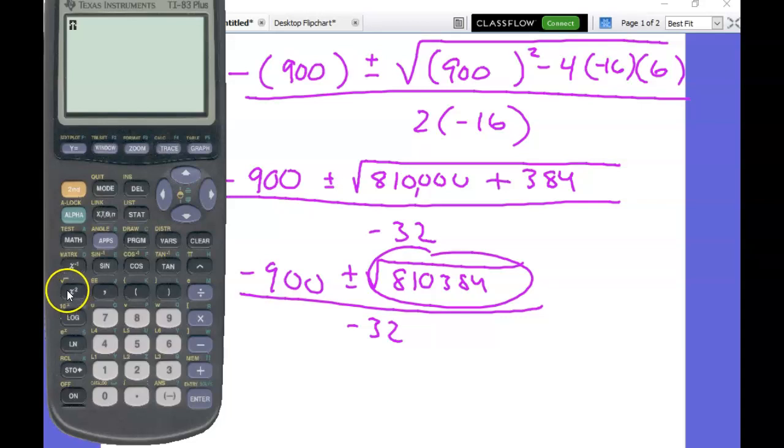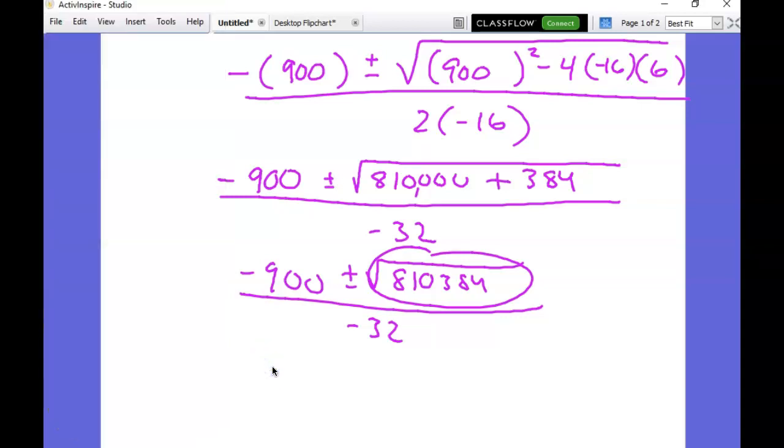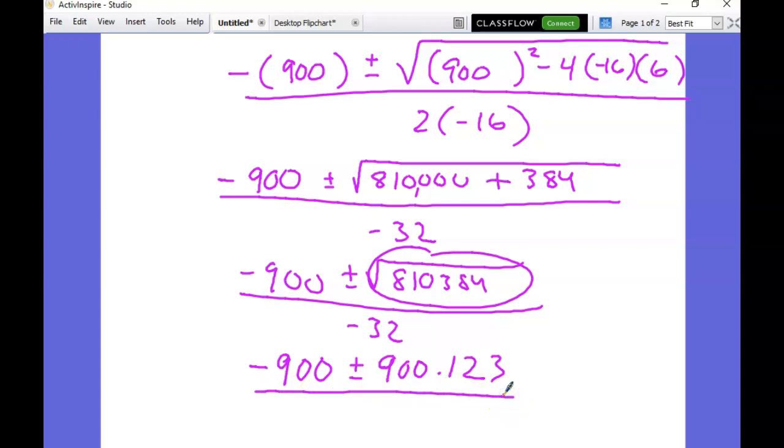Now find your x squared button and push that. Now you should see a square root symbol on your calculator. Oh, there it is. Now type in the number 810384. Boom. Close your parentheses and push equals. You don't have to close your parentheses. Yes, you do. You actually don't. Was it 1.123? Yeah, one way is 213.